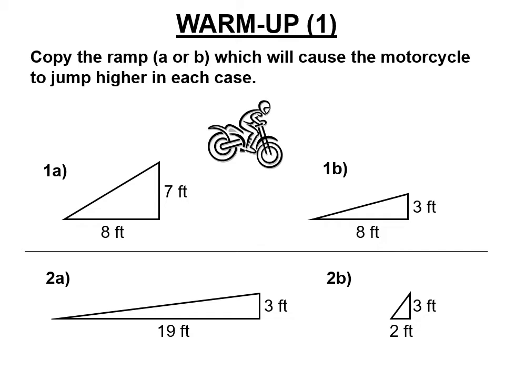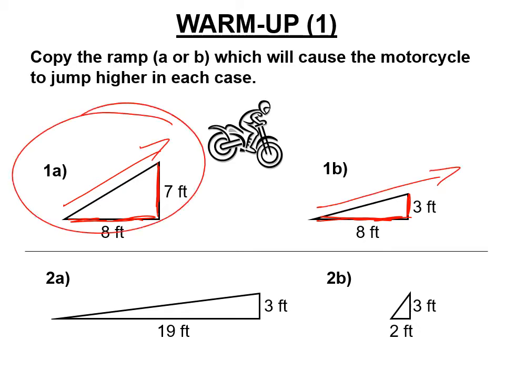Well, hopefully you look at the two ramps and you see that they're both the same length along the bottom, 8. But one is clearly higher than the other, right? One is 7 feet high, the other one is 3 feet high. And so if a motorcycle or anything jumps off both of these, we would expect that A would cause them to jump higher. We're talking higher, not longer.